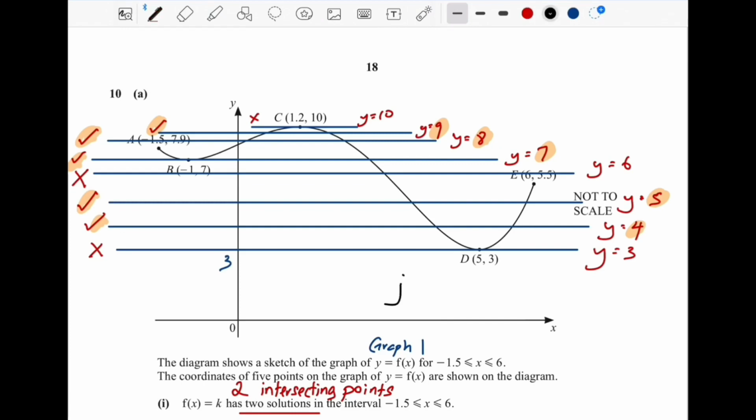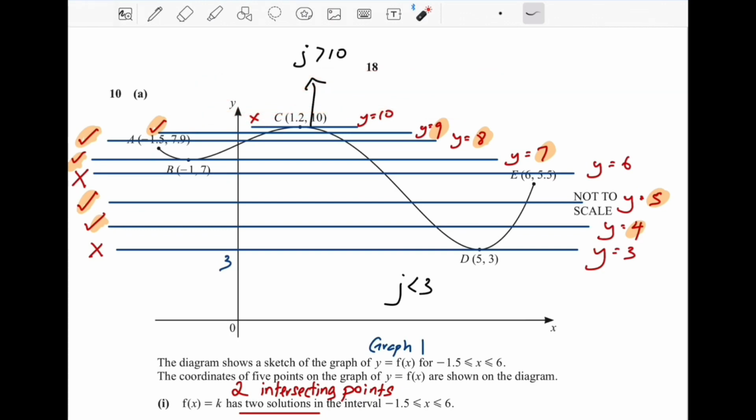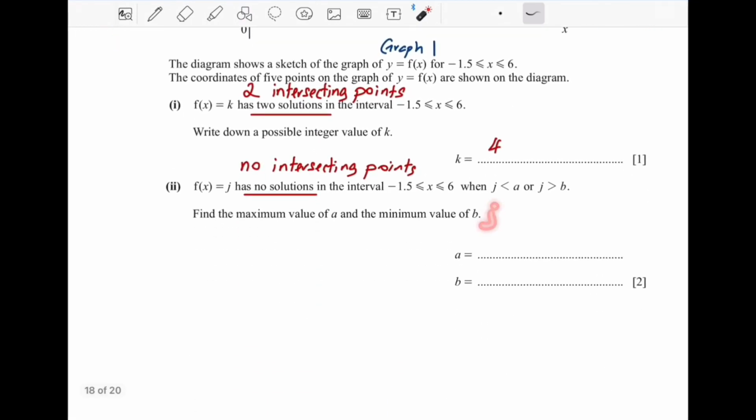So j should be less than 3, or anything more than 10, because if you draw a line here, no intercepting. 11, 10.5, right? No intercepting. So it's anything more than 10 or less than 3. By comparison, a should be 3, j should be 10.